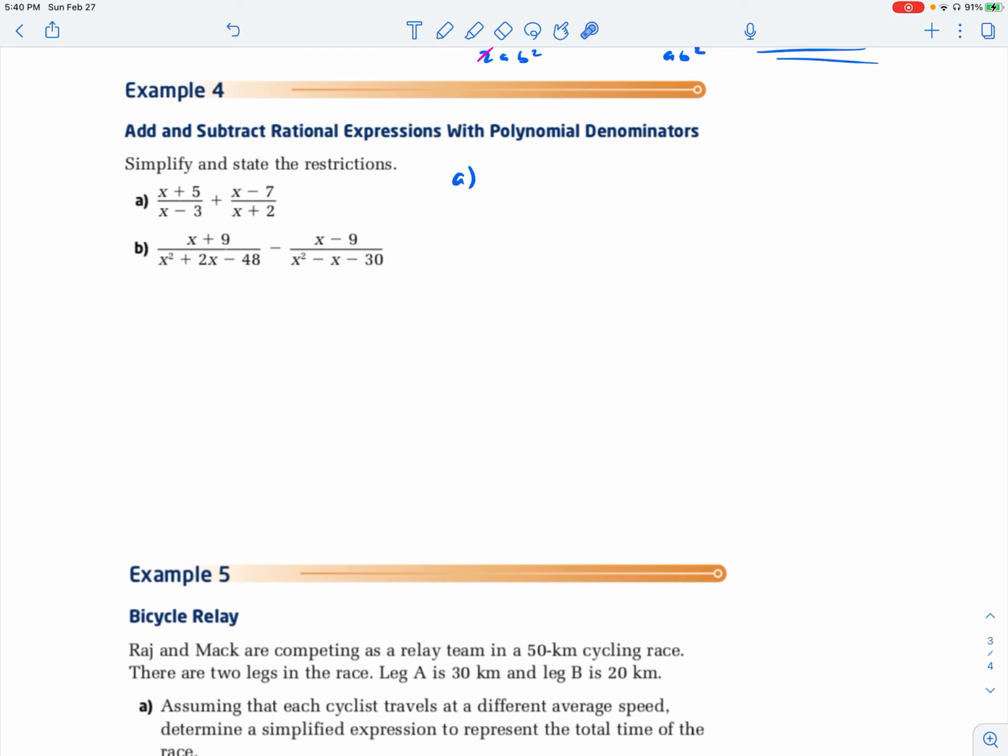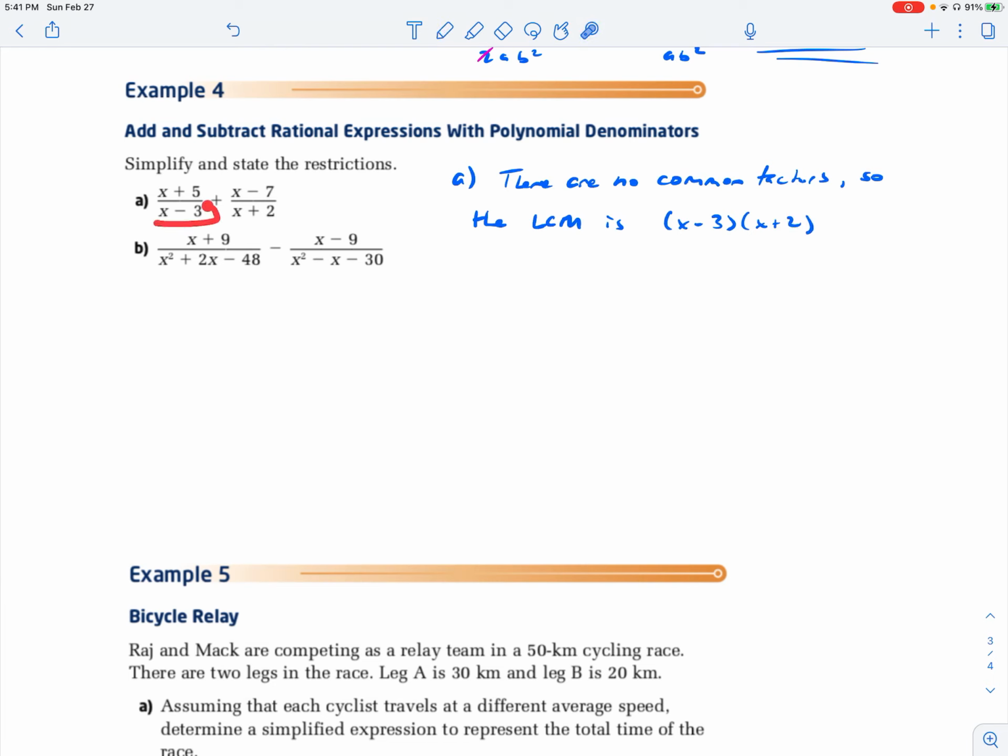I don't see any common factors with this. So there are no common factors. So our lowest common denominator, our lowest common multiple, is just going to be this times this. I'll write that out real quickly. There are no common factors, so the lowest common multiple is going to be x minus 3 times x plus 2.